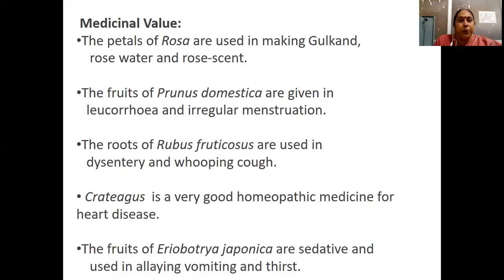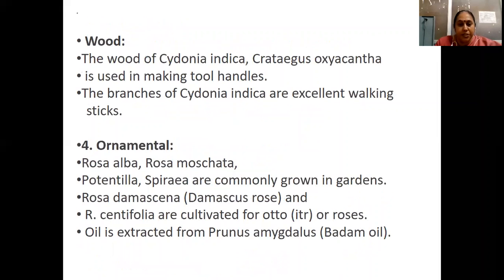Plants having medicinal value. The petals of Rosa are used in making gulkand, rose water, and rose scent. The fruits of Prunus domestica are given in case of leucorrhea and irregular menstruation. The roots of Rubus species are used in case of dysentery and whooping cough. Crataegus is a very good homeopathic medicine for heart disease. The fruit of Eriobotrya japonica is sedative and is used in allaying vomiting and thirst.